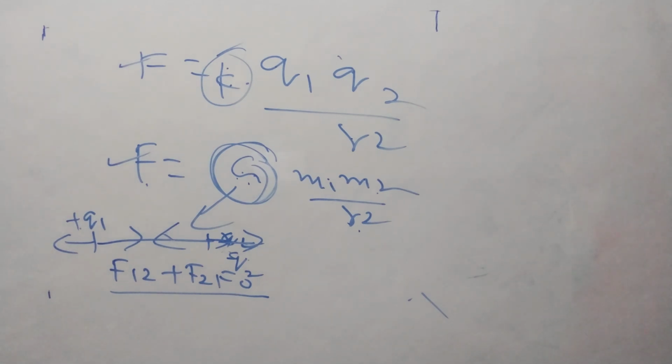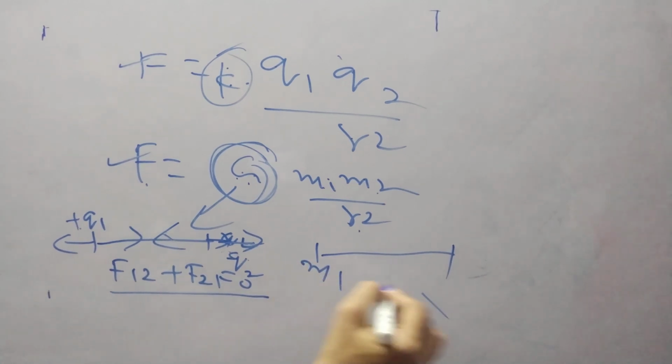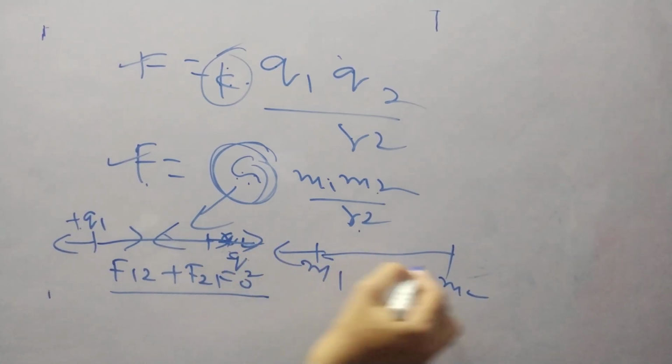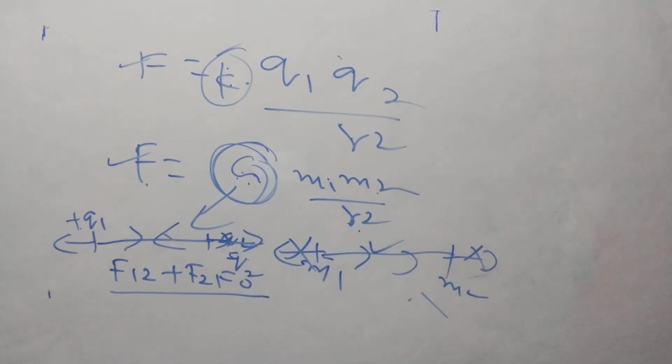Whereas in Newton's law of gravitation, there is no repulsion force. Only a force of attraction will be there when you take the masses m1 m2. There is no force of repulsion here, only a force of attraction between the masses. That is one more advantage of Newton's law of gravitation when compared to Coulomb's law. And these are some of the limitations of Coulomb's law. Okay, thank you.